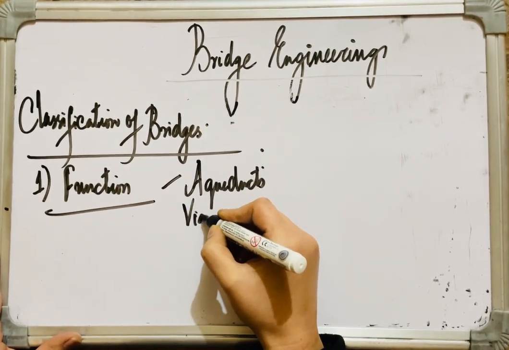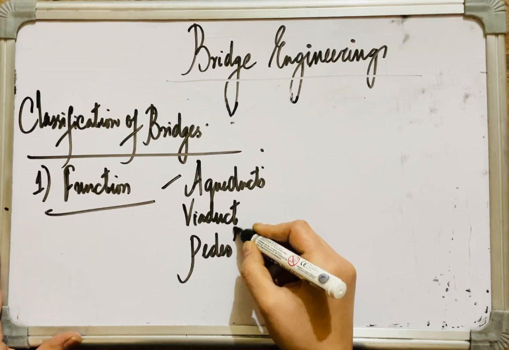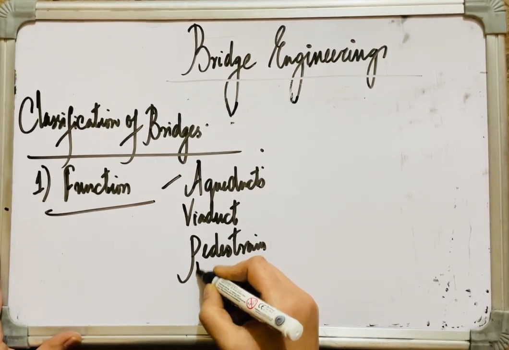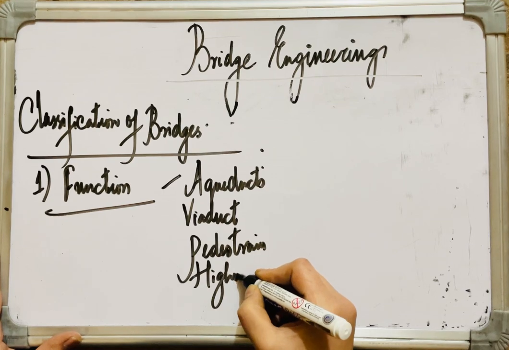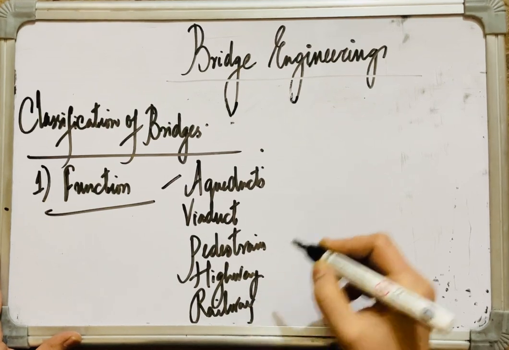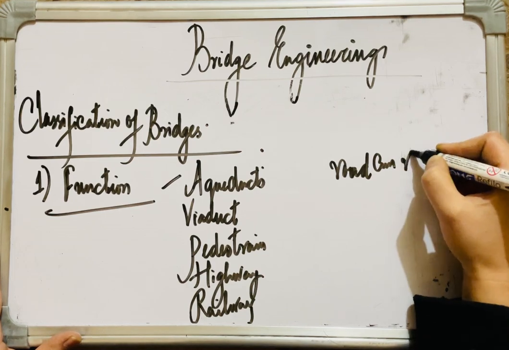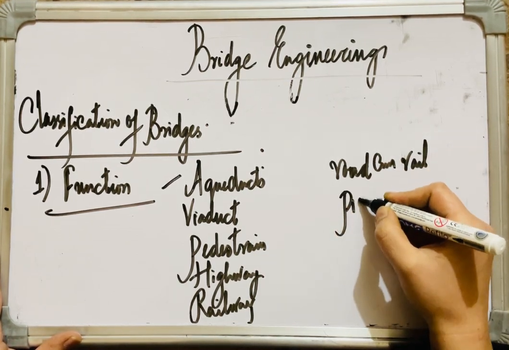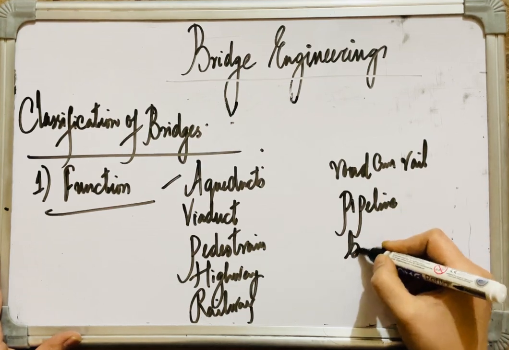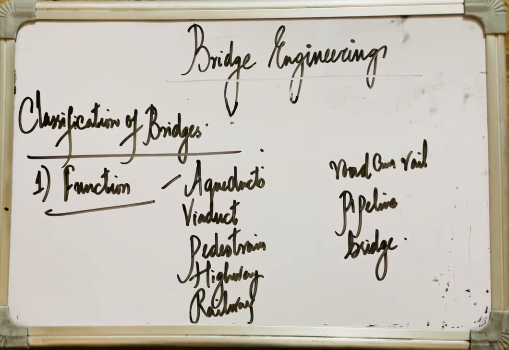viaduct, pedestrian, highway, railway, road cum rail, or a pipeline bridge. So, on the basis of function, bridges can be classified as aqueduct, viaduct, pedestrian bridge, highway bridge, railway bridge, road cum rail bridge, pipeline bridge.